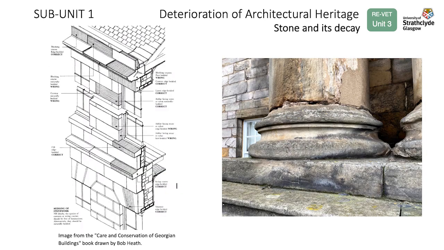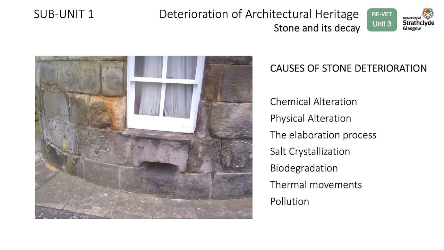For example, placing a stone with the incorrect bedding direction in a facade causes severe deterioration and conservation challenges concerning how to deal with an original defect in a highly significant building. The causes of stone deterioration are chemical alteration, physical alteration, the elaboration process, biodegradation, salt crystallization, thermal movements, and pollution.